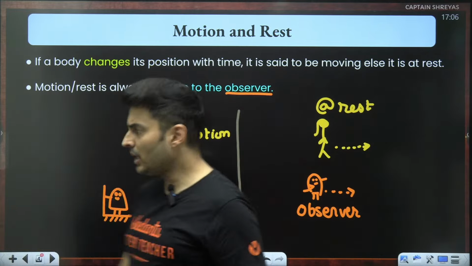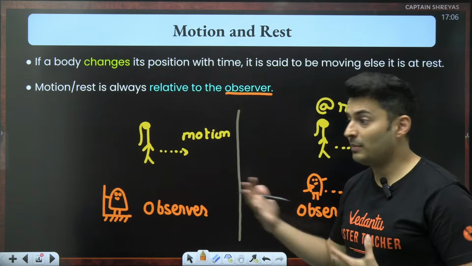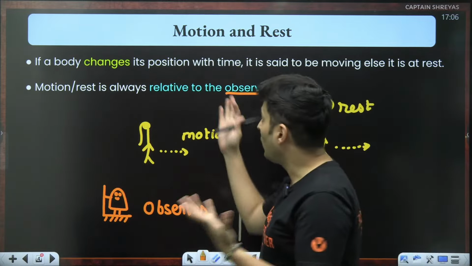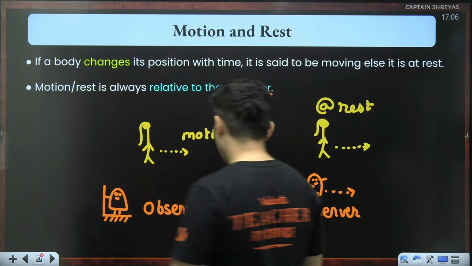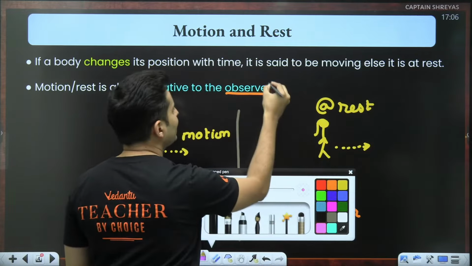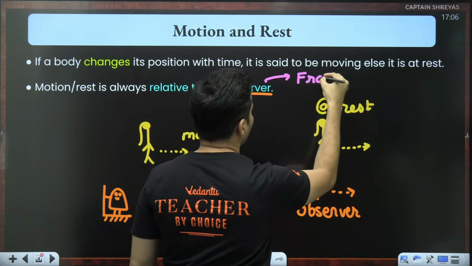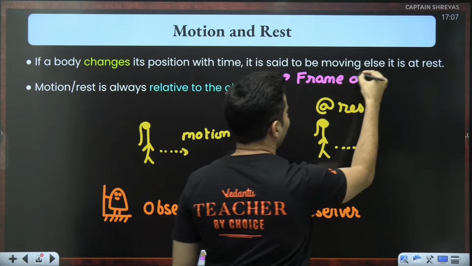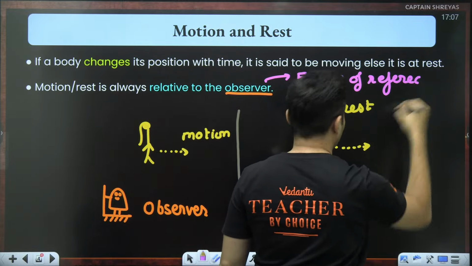Great. Now that you understand that motion is relative, it depends on the observer. What do you call this observer in physics terms? Do you know the name of this observer? You'll be like, sir, he's called Pandu, sir. Yes, he's Pandu, but he is also called the frame of reference.